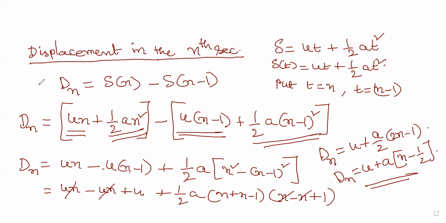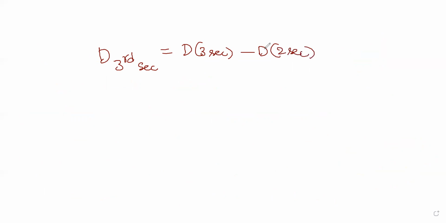So the basic formula for solving the displacement at the nth second is given by displacement in n seconds minus displacement in n minus 1 seconds. So basically, how do we do the calculation? Suppose I ask you the displacement at the third second. Displacement at the third second is nothing but displacement in 3 seconds minus displacement in 3 minus 1, that is 2 seconds. So this is what you have to do. Here d is the displacement in the nth second. So displacement in the third second is displacement in 3 seconds minus displacement in 2 seconds.